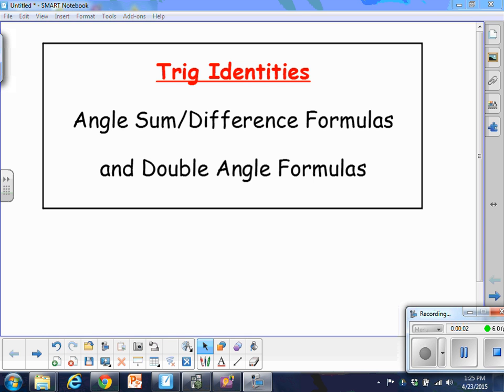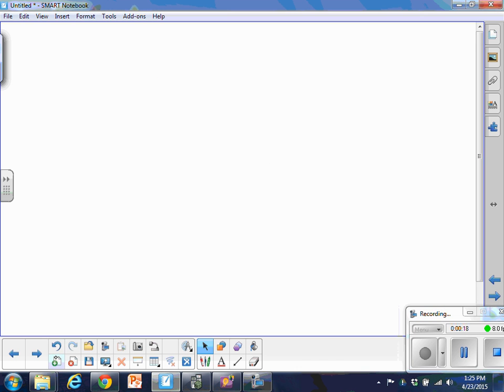Okay, so continuing with the trig identities, we ended up doing some angle sum and difference formulas and double angle formulas, which allow us to do some new things. In the current pre-calc book, this was sections 5.3 and 5.4. If we take a look at some of these, you really just need to sit down with them for a few minutes and get them down in your own way.